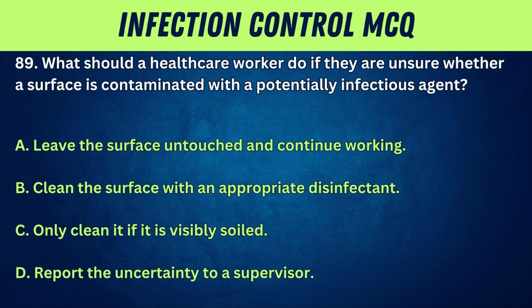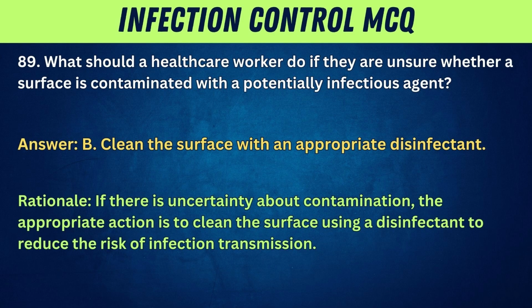89. What should a healthcare worker do if they are unsure whether a surface is contaminated with a potentially infectious agent? A. Leave the surface untouched and continue working. B. Clean the surface with an appropriate disinfectant. C. Only clean it if it is visibly soiled. D. Report the uncertainty to a supervisor. Answer. B. Clean the surface with an appropriate disinfectant. Rationale. If there is uncertainty about contamination, the appropriate action is to clean the surface using a disinfectant to reduce the risk of infection transmission.